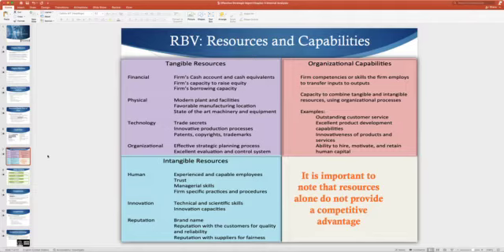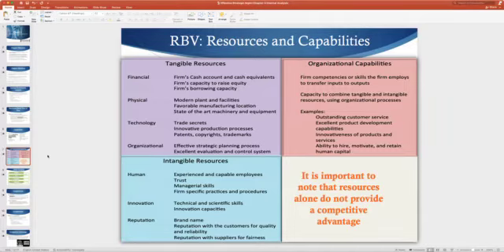So some examples, in addition to what I've already given you about capabilities: outstanding customer service, the firm's ability to produce and develop new products and skills, the innovativeness of the products and services. How creative are they? How unique are they? How cutting edge are they? And then, of course, with HR, the firm's ability to hire and motivate and retain human capital.